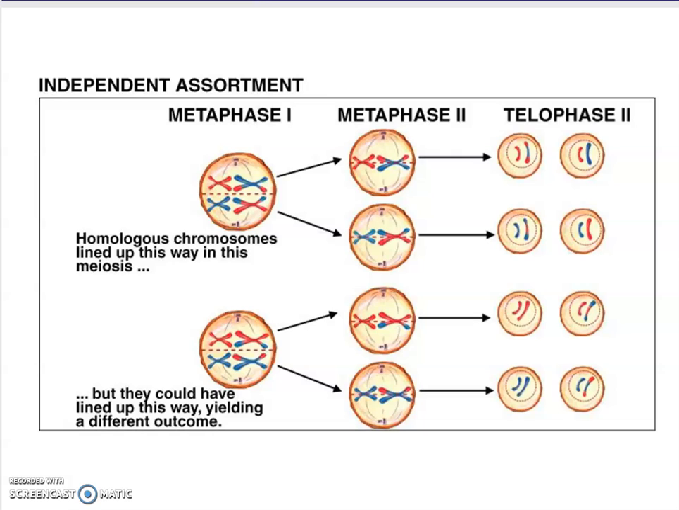So independent assortment means that the pairs of homologous chromosomes can line up either way. There's always 2 choices. It's basically a binary problem. It's like flipping a coin. So each pair could line up the blue one on top and the red one on the bottom, or the red one on top and the blue one on the bottom. So for each pair, you're going to have that option. And so if you add up these options for 23 pairs, that's 2 to the 23rd power. That's a lot of different ways you can line up 23 pairs.